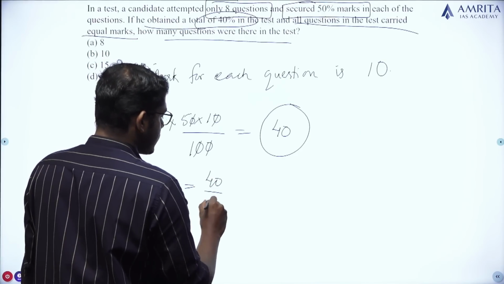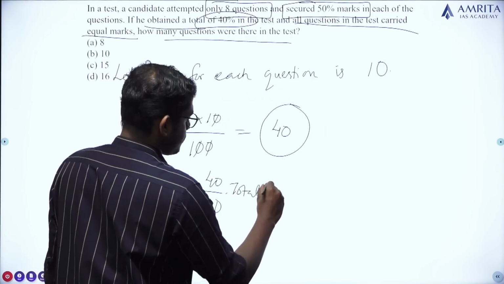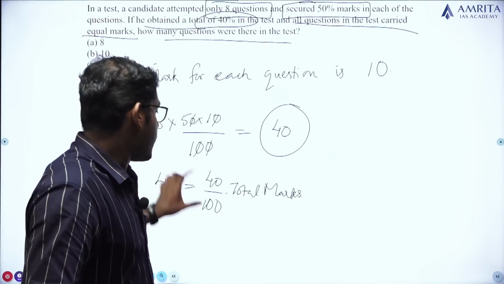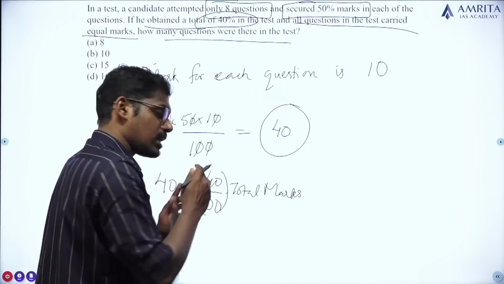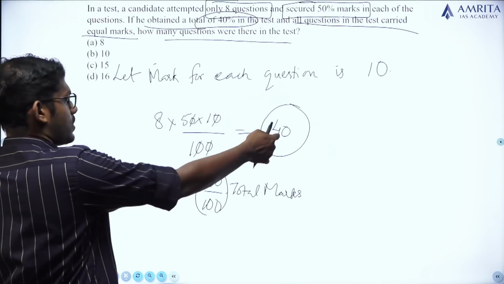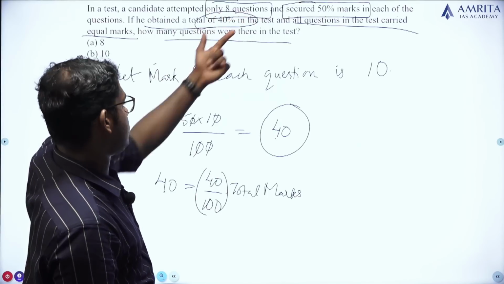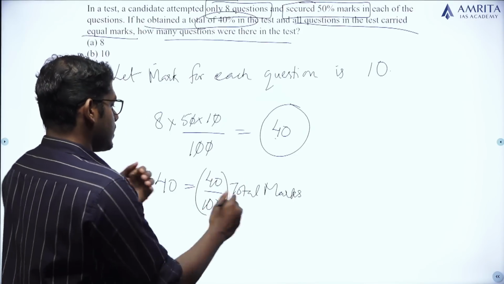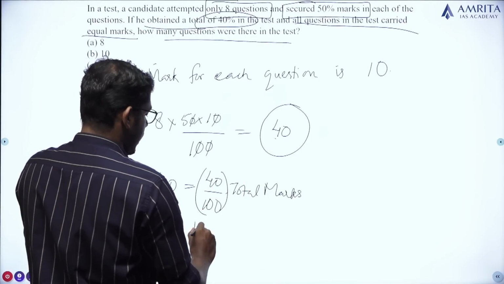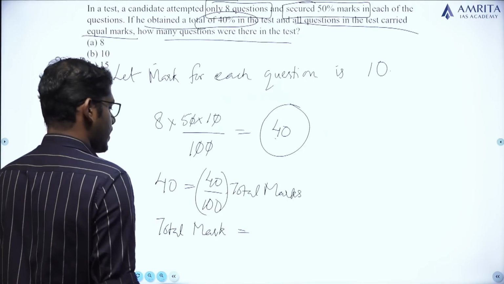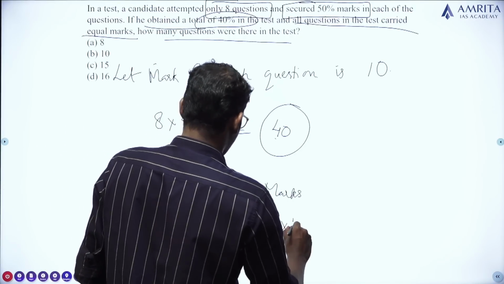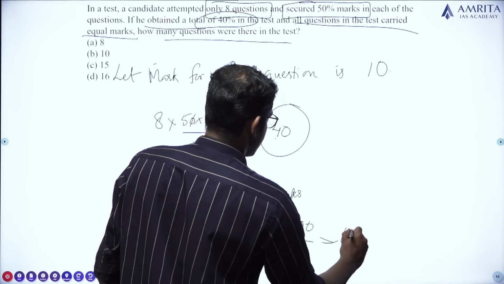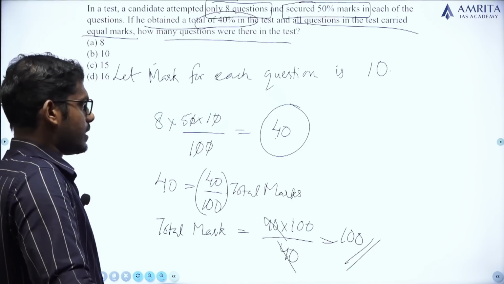If he obtained a total of 40% in the test, so this 40 is the 40% of the total marks. The 40% can be written as 40 by 100. So this 40, that is the marks for the 8 questions, is the 40% of the total marks in the test. Then I can write the total marks as 40 into 100 divided by 40. 40 cancels out. So the total marks is 100.